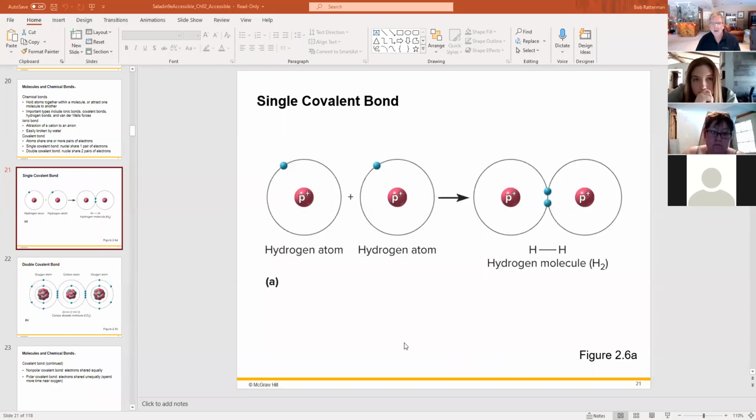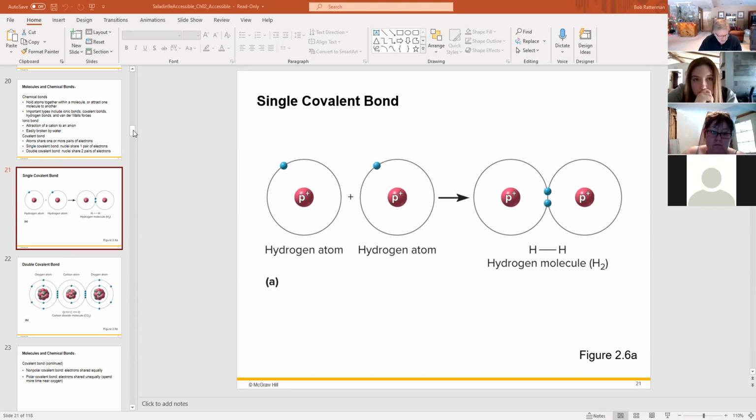Okay, so here we're talking about a single covalent bond. In the case of covalent bonding, we have sharing of valence electrons. What are valence electrons? Does anybody know what that means, the term valence? The electrons on the outermost shell.